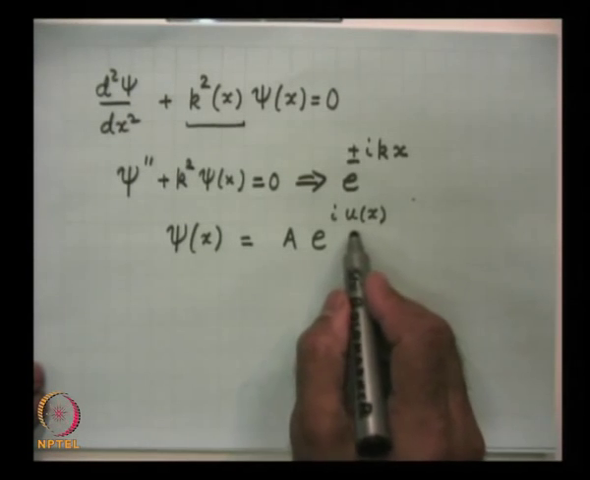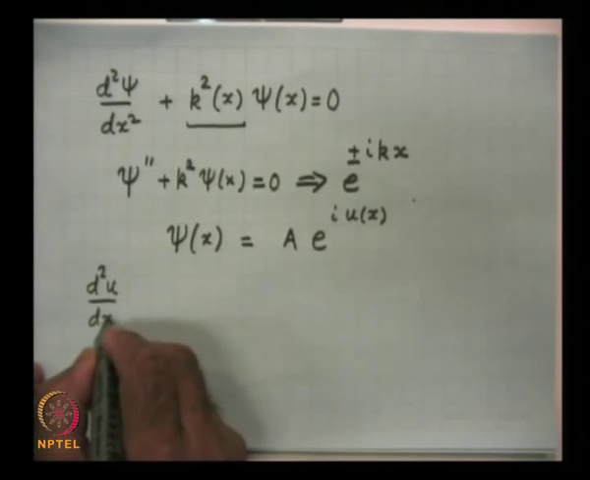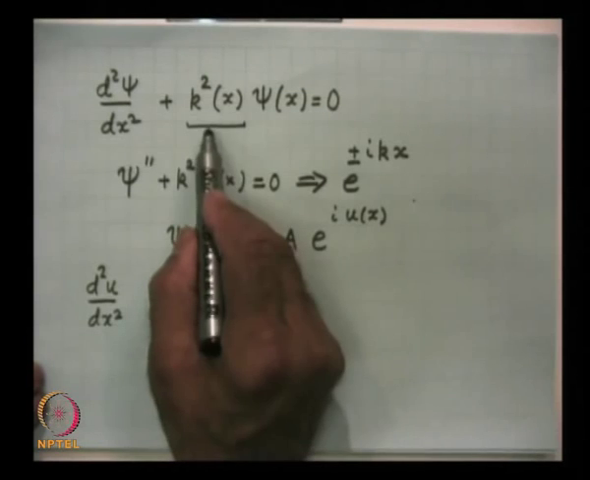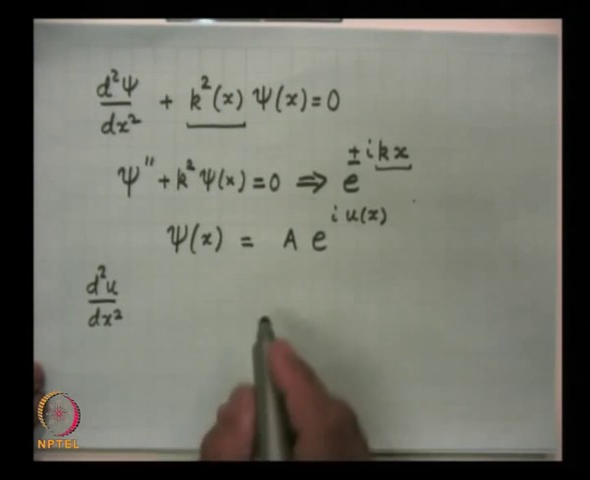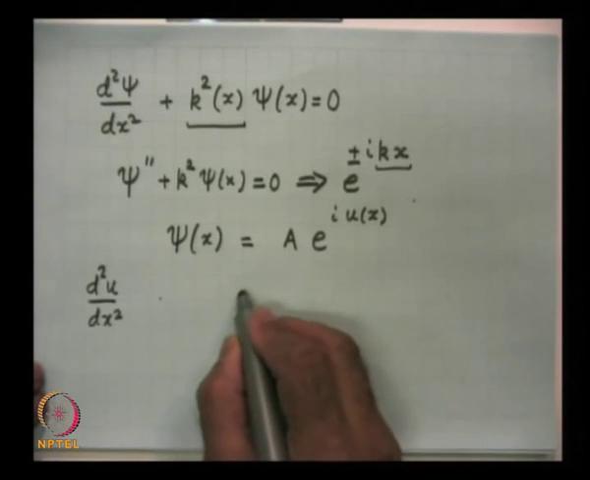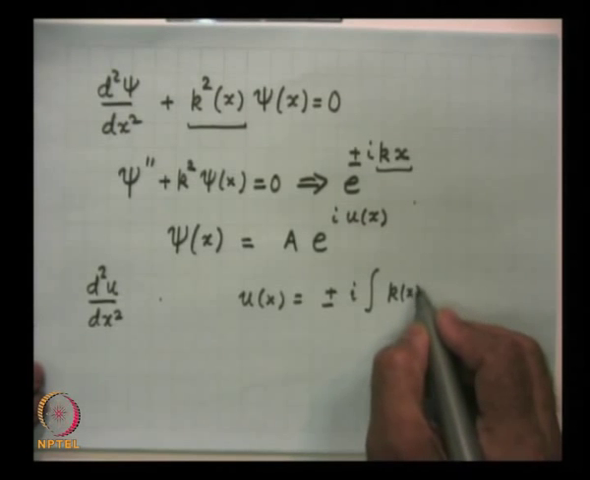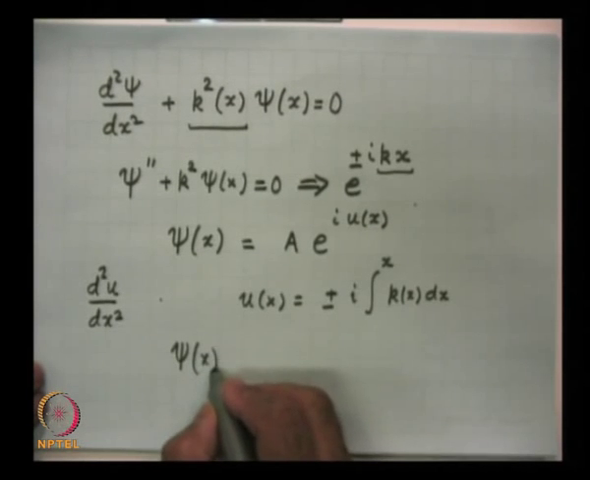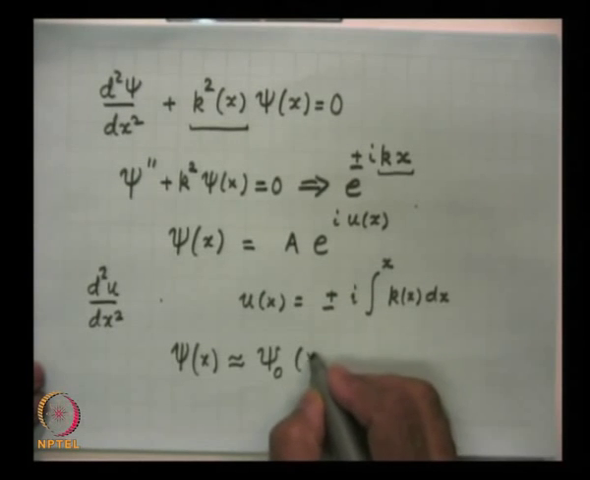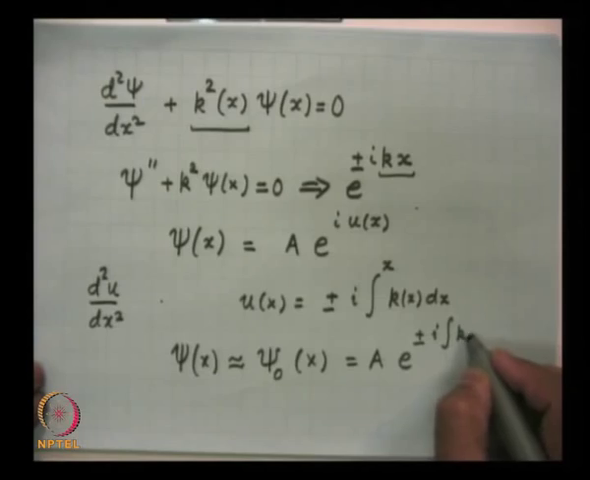And we obtained a differential equation satisfied by u, and if we neglected terms which are proportional to d 2 u by d x square, and this is justified because when k square of x is constant, u of x is just k x, so u double prime is 0, then we found that u of x would be plus minus I integral k of x dx. And therefore, the zeroth order WKB solution, psi of x, is given by an exponential e to the power of plus minus I integral k of x dx.